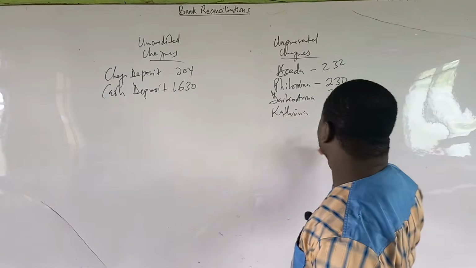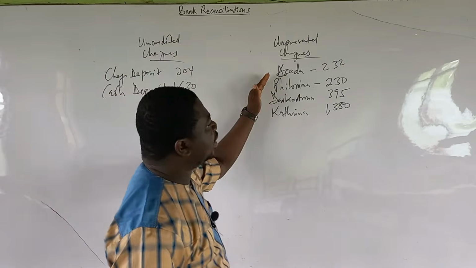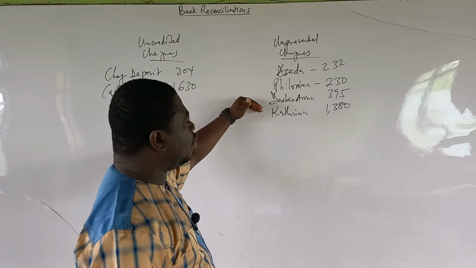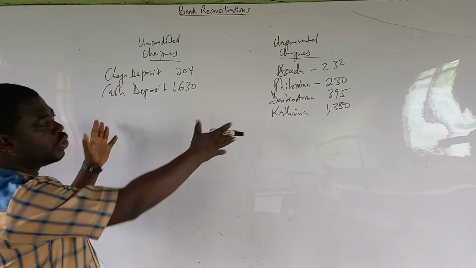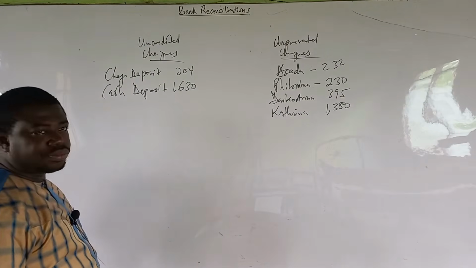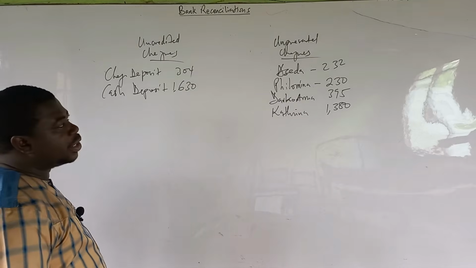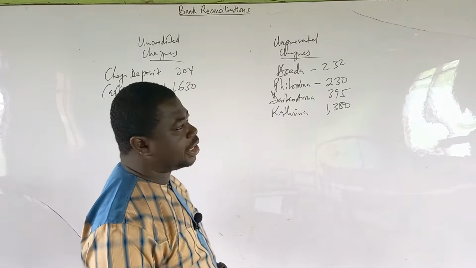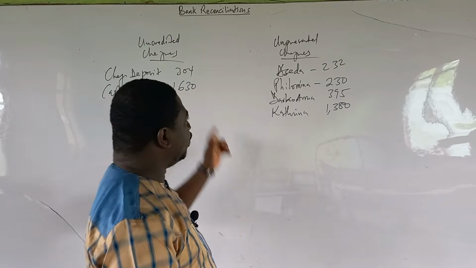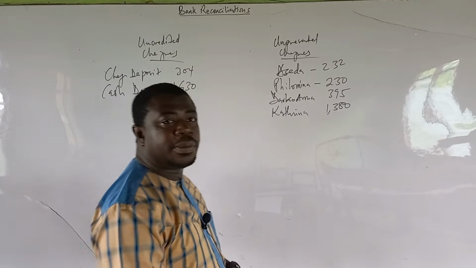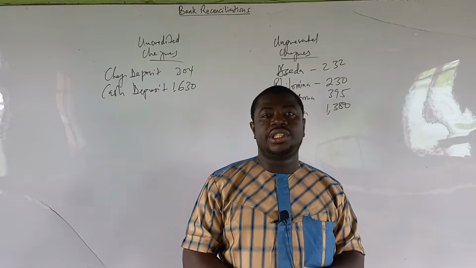So let us take note of these ones. We have 4 unpresented checks: Aseda, Philomena, Dako, Anna, and Katrina. And then we have 2 uncredited checks. We are going to use this when we are preparing the bank reconciliation statement. So I'm going to also focus on the bank statement, and then we'll use that to prepare the adjusted cash book first. Afterwards, we'll come back for these figures to prepare the bank reconciliation statement.